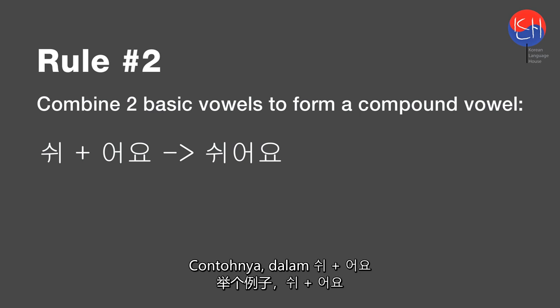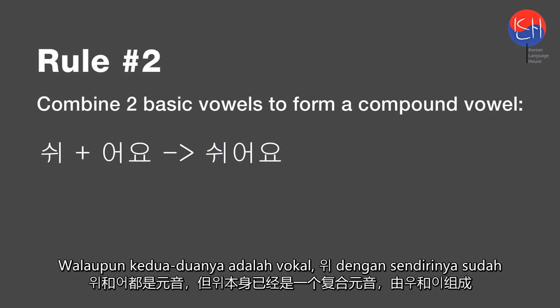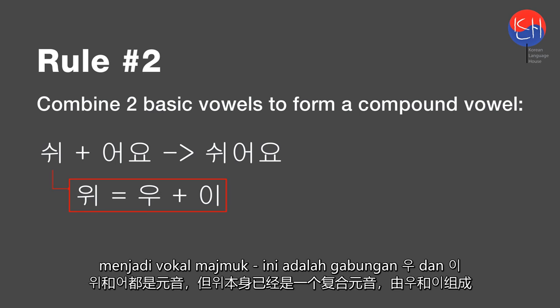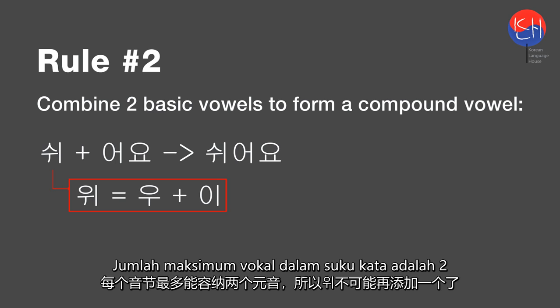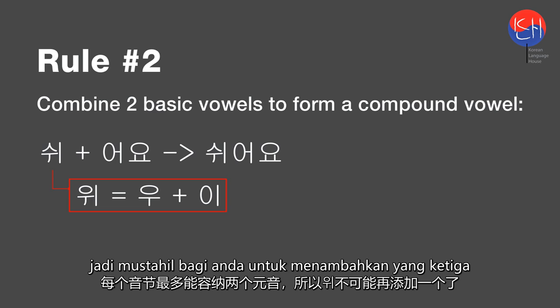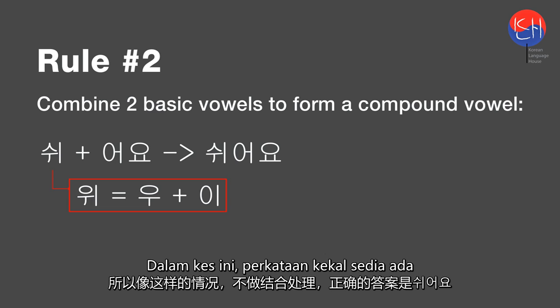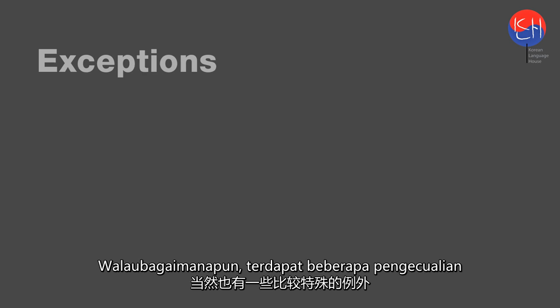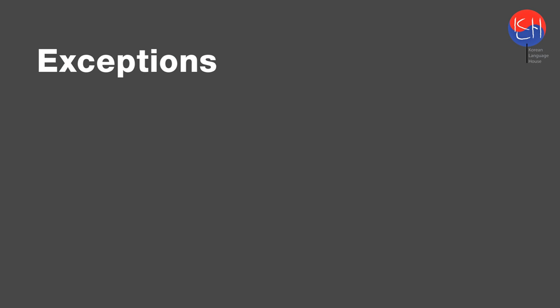For example, in shi, o, yu, you have wi and o. While both of them are vowels, wi by itself is already a compound vowel. It's a combination of u and e. The maximum number of vowels in a syllable is 2, so it's impossible for you to add a third one. In this case, the word remains as it is, without any further combination of vowels. 쉬어요.